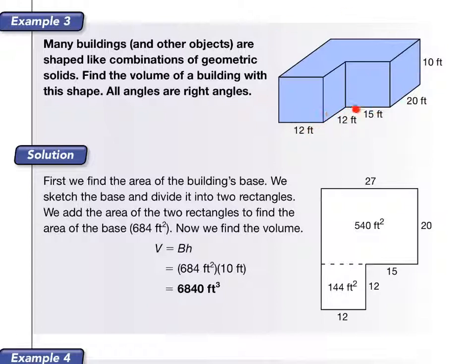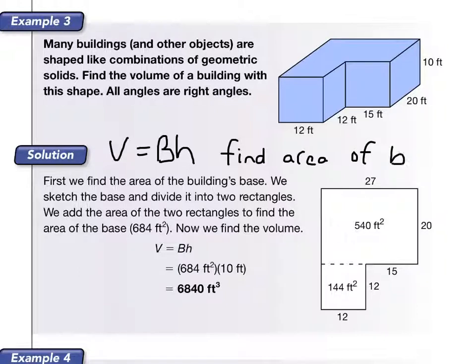The way to go ahead and find the volume, remember we said that volume is equal to the area of the base times the height. So in this one you want to find the area of the base first, and then once we find the area of the base of the building, we're going to multiply that times the height. So we're going to do times h, and this is the height, 10. That's how tall it is.